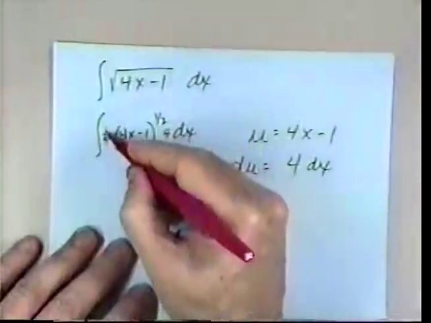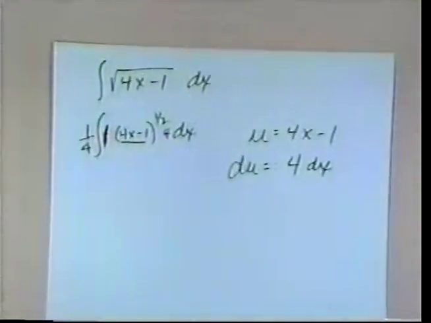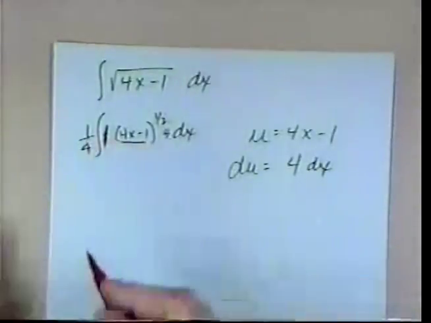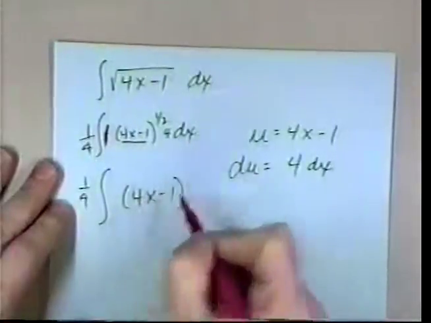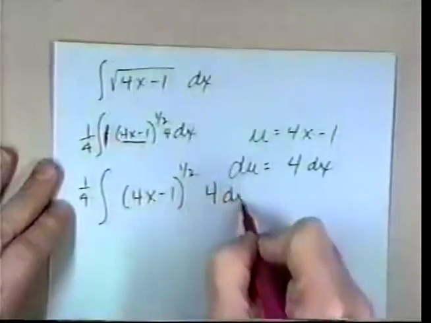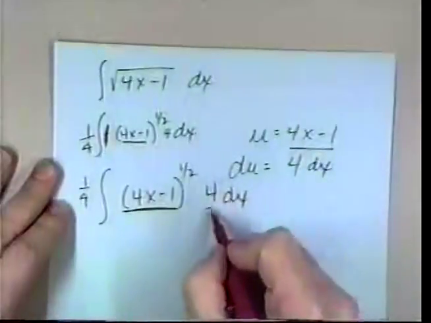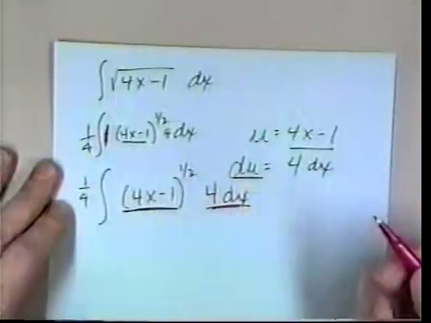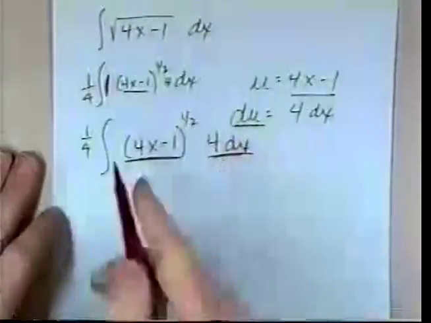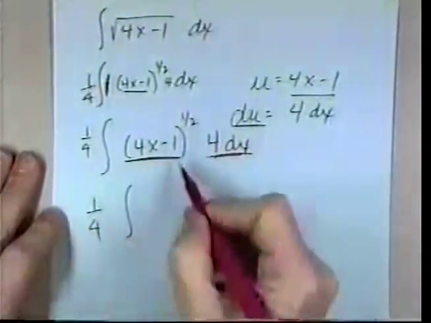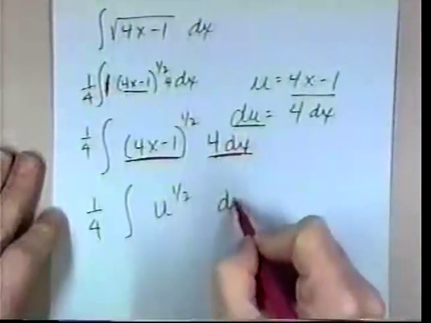Now, one of the things we talked about last week is that if you have a constant, you can take it outside of the integral sign. So I'm going to rewrite this as 1/4 times the integral of 4x minus 1 to the 1/2 times 4 dx, where this is the value I'm going to substitute for u, and this is what I'm going to substitute for du. And I've got this 1/4 sitting out here that I can't get rid of. It's part of the problem now. So I have 1/4 times the integral of u to the 1/2 du.